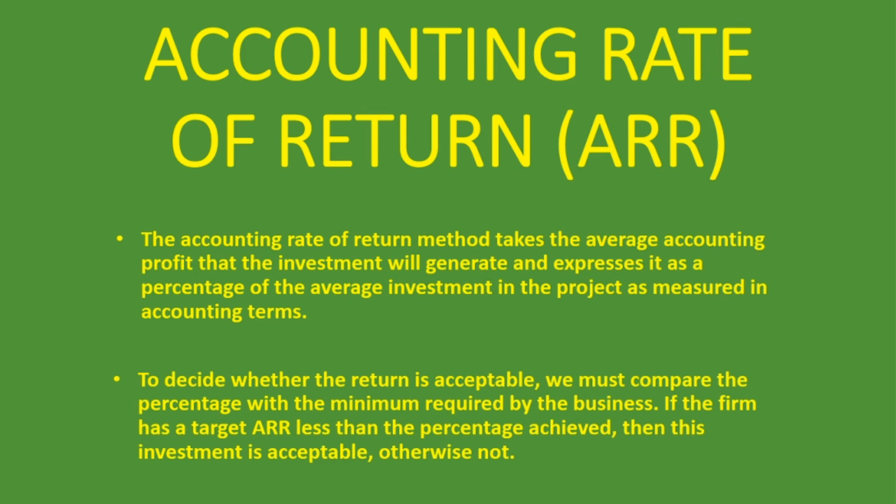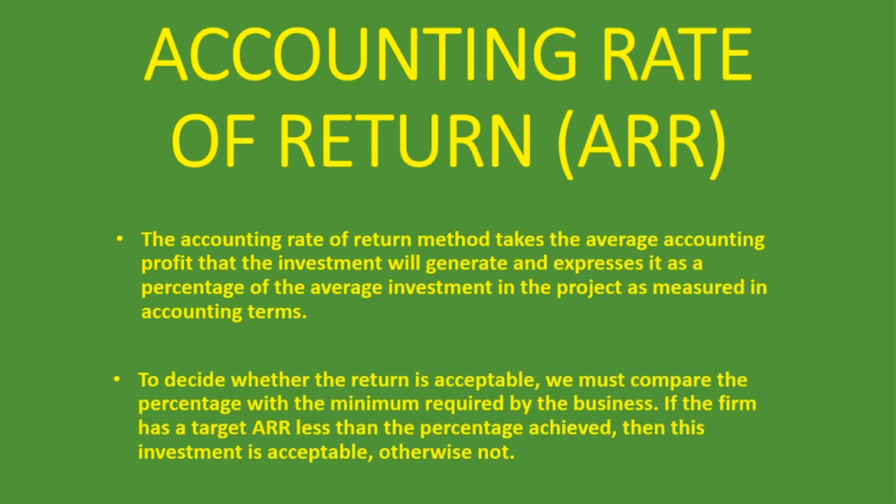But if the company wants an accounting rate of return of, say, 20% still, but the accounting rate of return achieved after you do your calculation is 15%, then you're going to reject the project based on the fact that it does not meet the minimum required by the business. And that is what we use the accounting rate of return for.